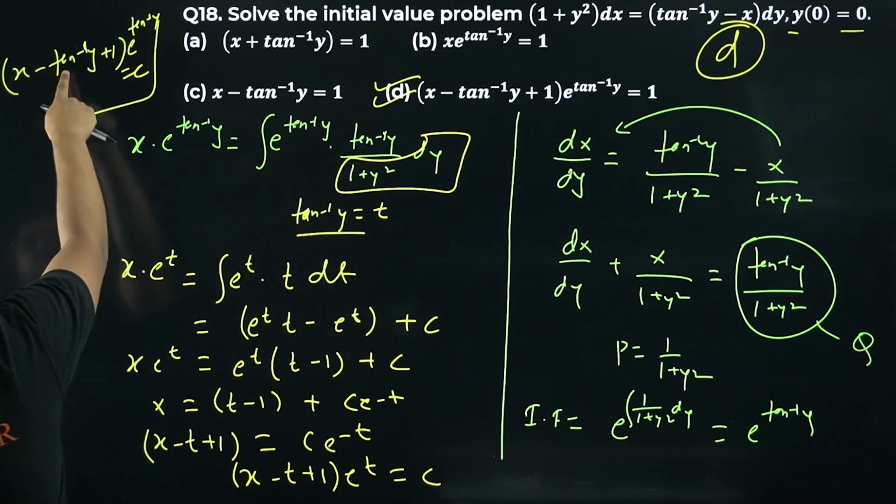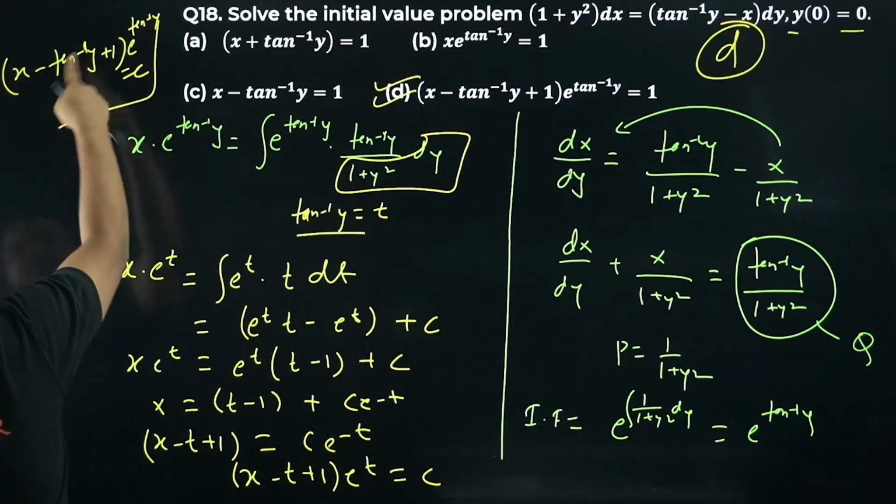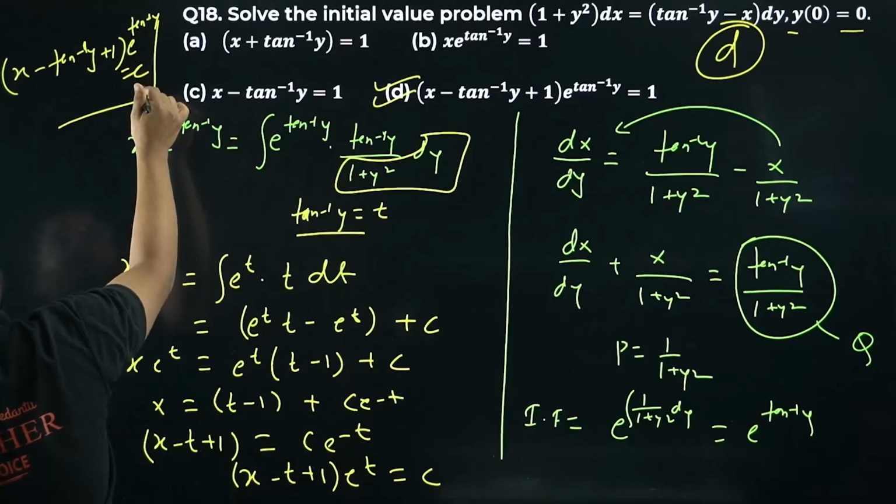Please check, you'll have 0, 0. This will also be 1, because x is 0 means this is 0. Tan inverse of 0 is 0, sir. This will also be e power 0, which means 1. You'll have 1 over here, c will come out as 1.